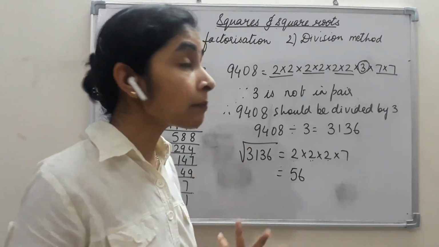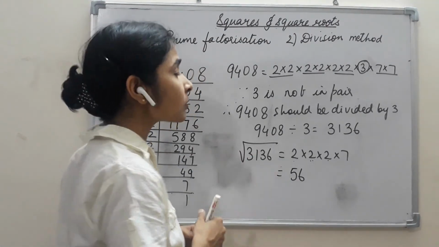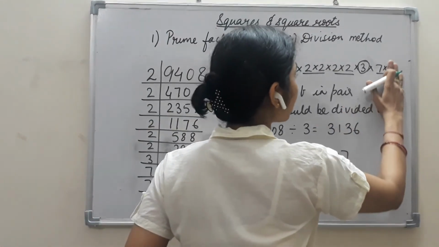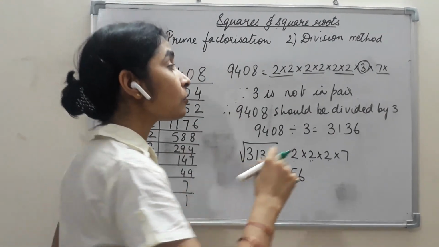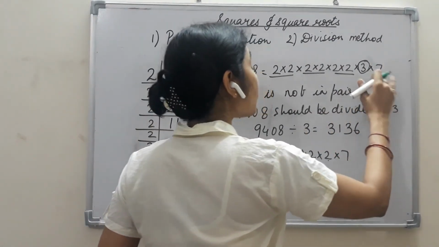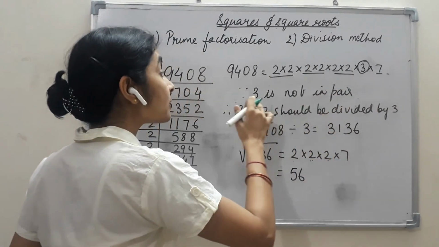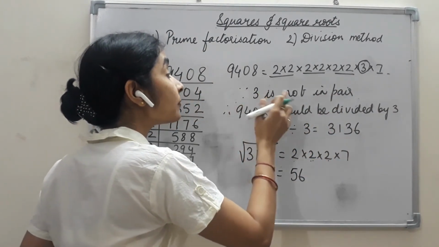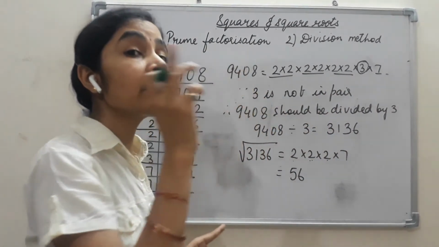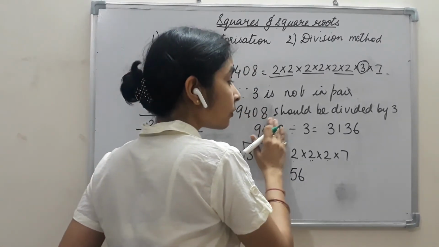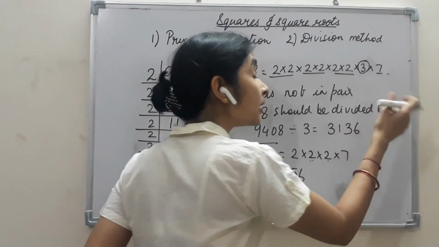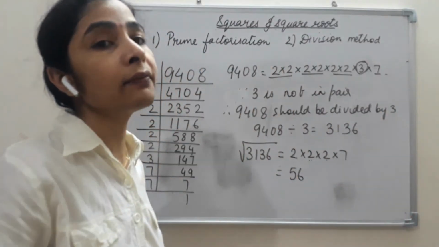Suppose two numbers would not have been in pairs, suppose if the 7 would have been also ones here. Okay, 7 would have been ones, then what we would have done, the smallest number by which it should be multiplied is, we should have multiplied 3 and we should have written here 3 and 7 are not in pairs. Therefore 7408 should be divided by 3 into 7, that means 21.